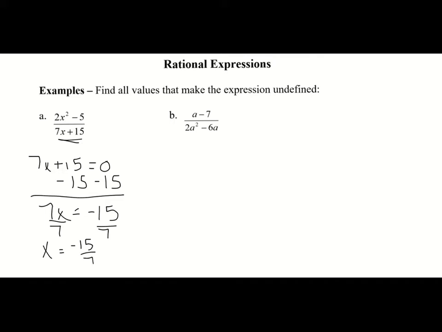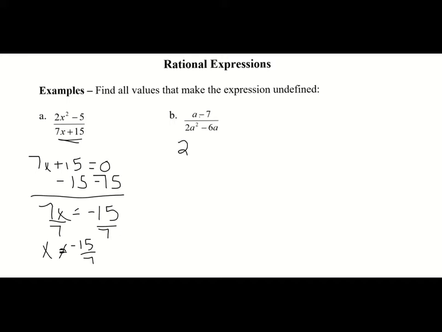And what this means is my denominator can be any value except x cannot be negative 15 sevenths, because when it is that, it will give me a 0 in my denominator. So I can plug in any number that I want for x except negative 15 sevenths. That will make the expression undefined. Now for B, again, the numerator right now, I'm not worried about it because that can be a 0, so that doesn't matter. It's only the denominator we're worried about when we're looking for undefined.